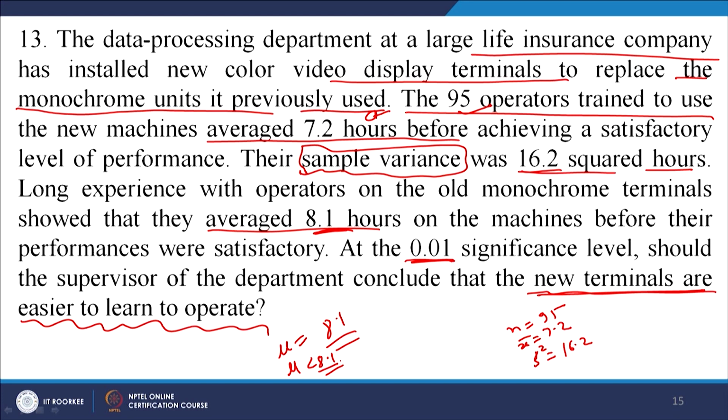So, this is a case of what type of test, T test or Z test? This is again a case of T test, and N is of course 95. So, let us work out this example and we will enter data.